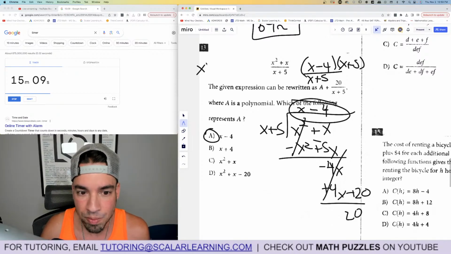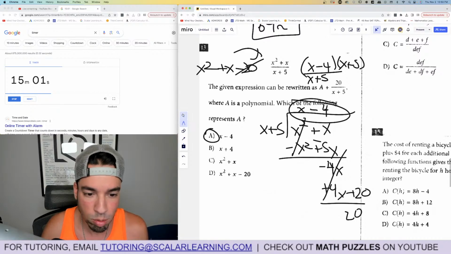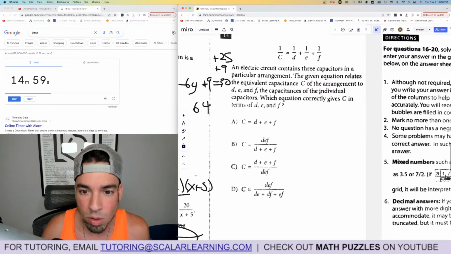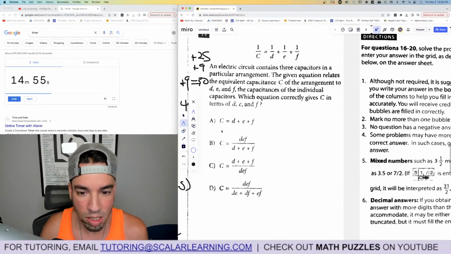X squared, and then it's negative 4 plus 5 is plus x, and then minus 20. And then you're adding it to that, and the 20s cancel out, and you come back to x squared plus x over x plus 5. So anyways, that's another way to do it. Number 14. But I would recommend refreshing on polynomial division if something pops up like that.